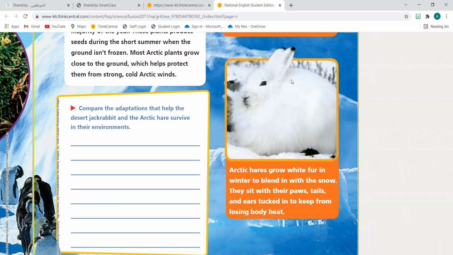Also, why are they white? Because they can hide from the predator. Miss, can I tell you why? Okay, just a second. When you finish, I promise you can tell me all about everything you know.